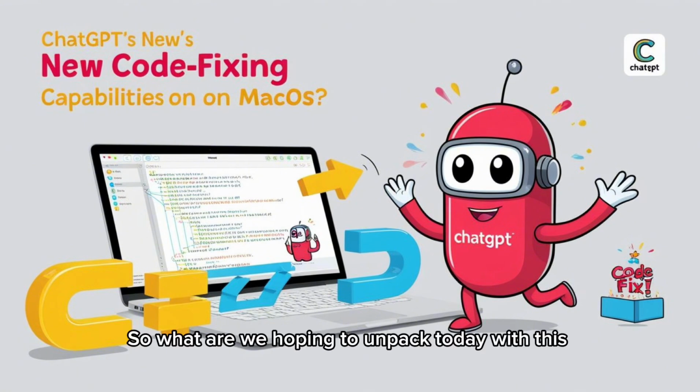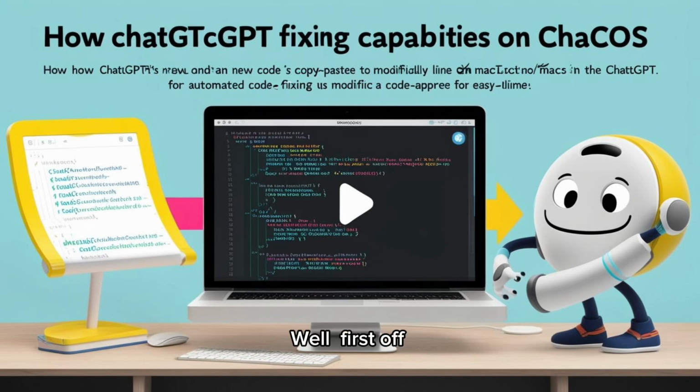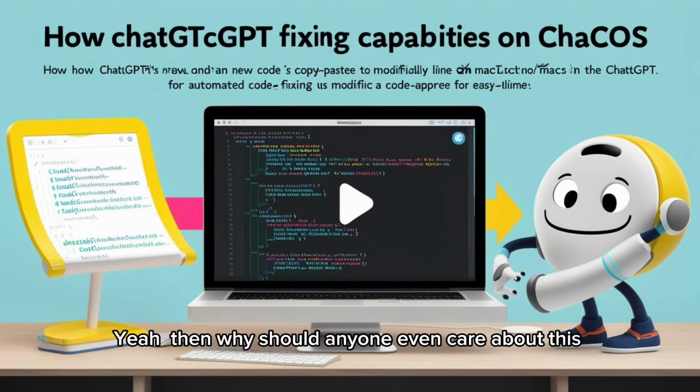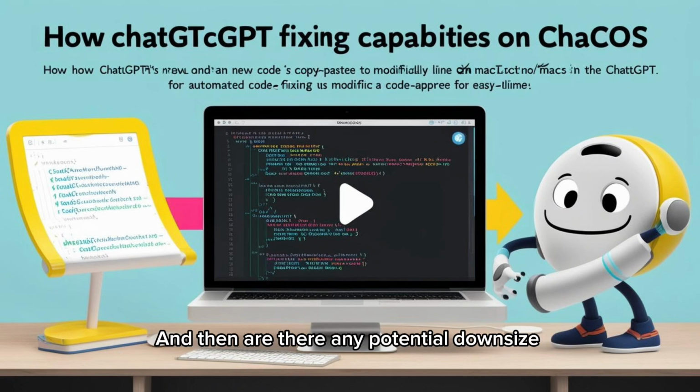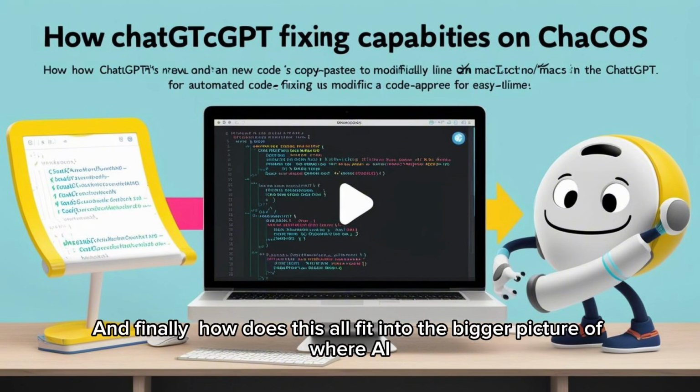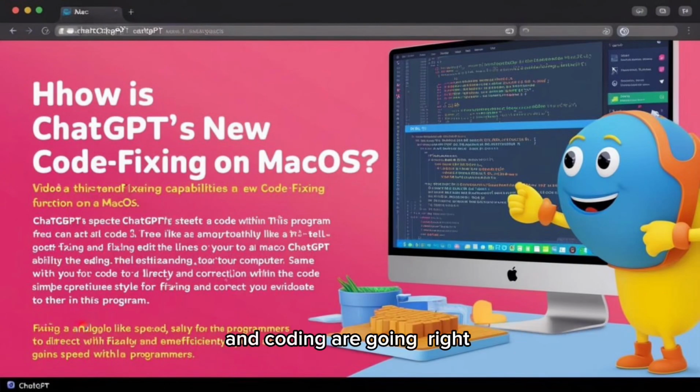Right. So, what are we hoping to unpack today with this? Well, first off, how does this even work? What's the magic behind this so-called Magic Code Fixer? Then why should anyone even care about this? What's the big deal if you're not a coder? And then are there any potential downsides? Because there's always a flip side to these things, right? And finally, how does this all fit into the bigger picture of where AI and coding are going? Yeah, that's a big one.